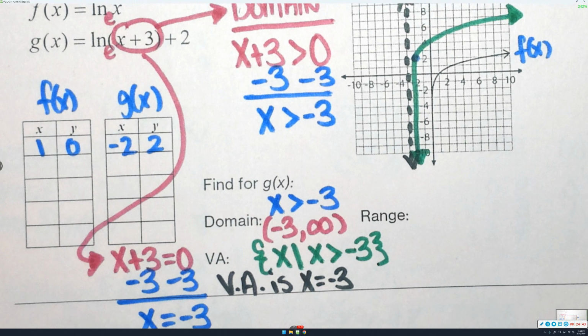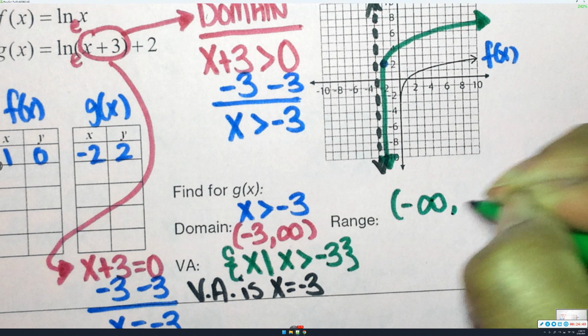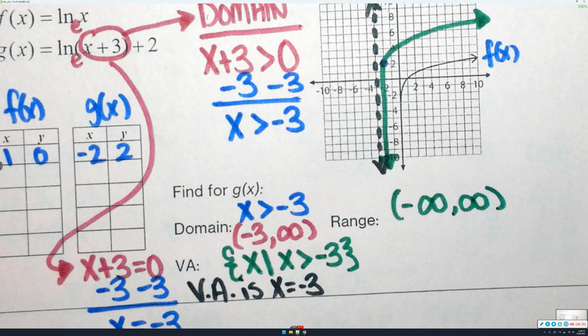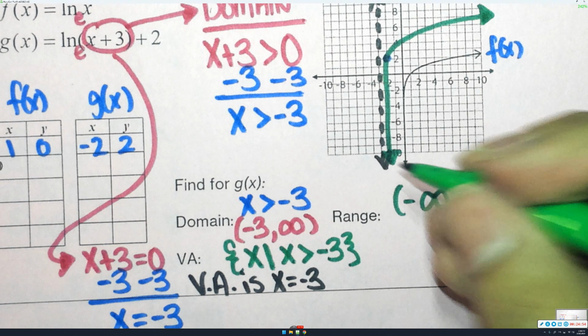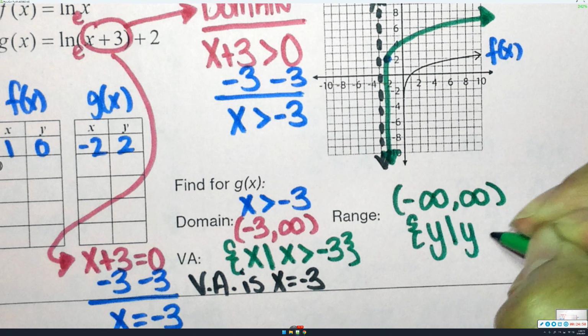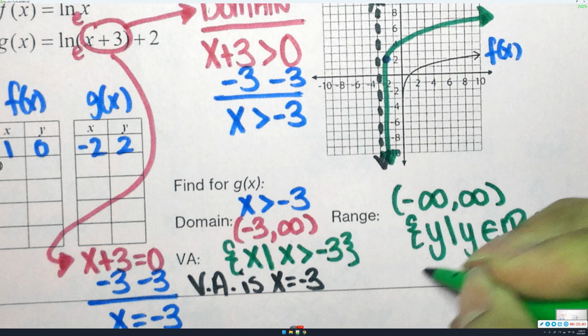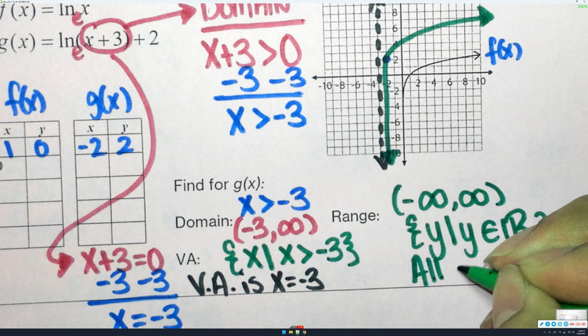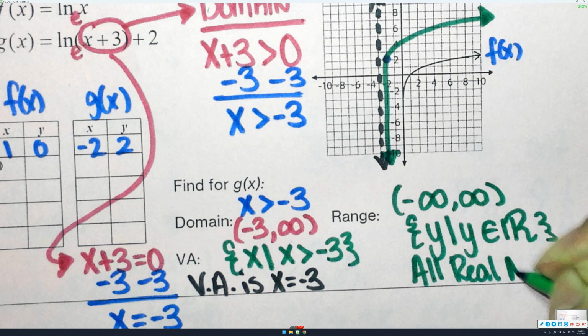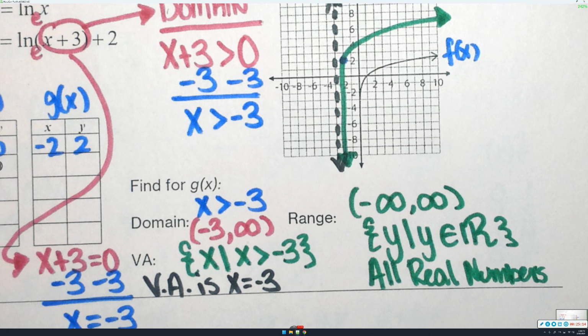Now for the range, we're almost done, guys. For the range, it's going to be from -infinity to +infinity. That's the interval notation. We also have the set notation, which is given to us for all y's in which y is an element of the real number set. Or we have the verbal description, all real numbers. Just like that.